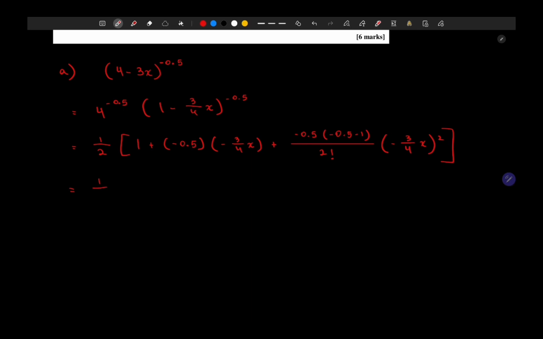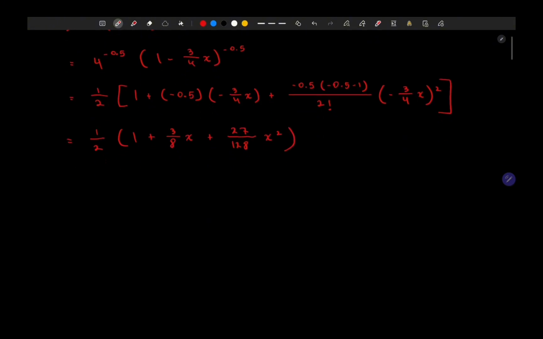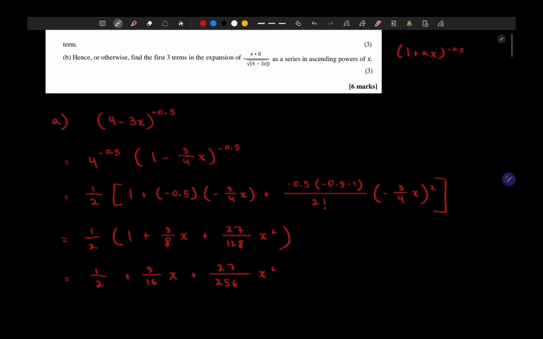So this will be half times (1 plus 3 over 8x plus 27 over 128 x squared). Now if we simplify this, this will be half plus 3 over 16x plus 27 over 256 x squared. So that is it for the first part.